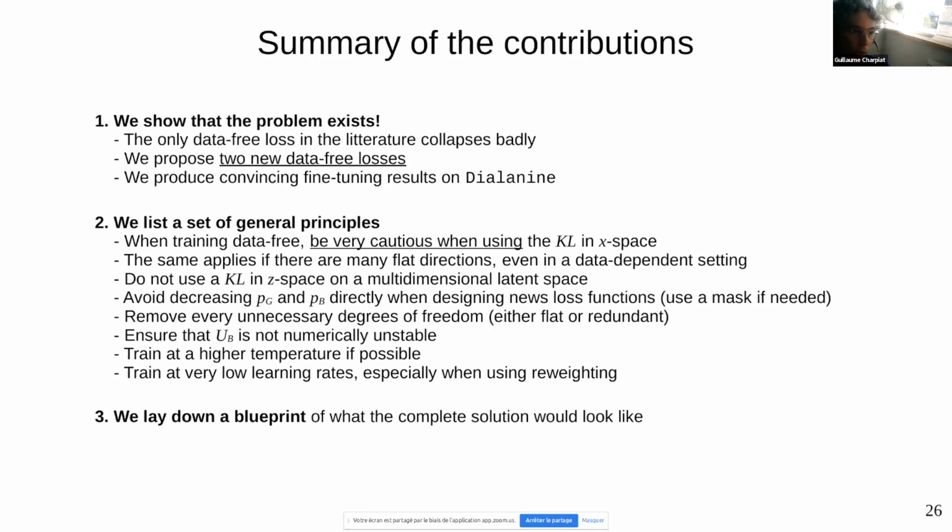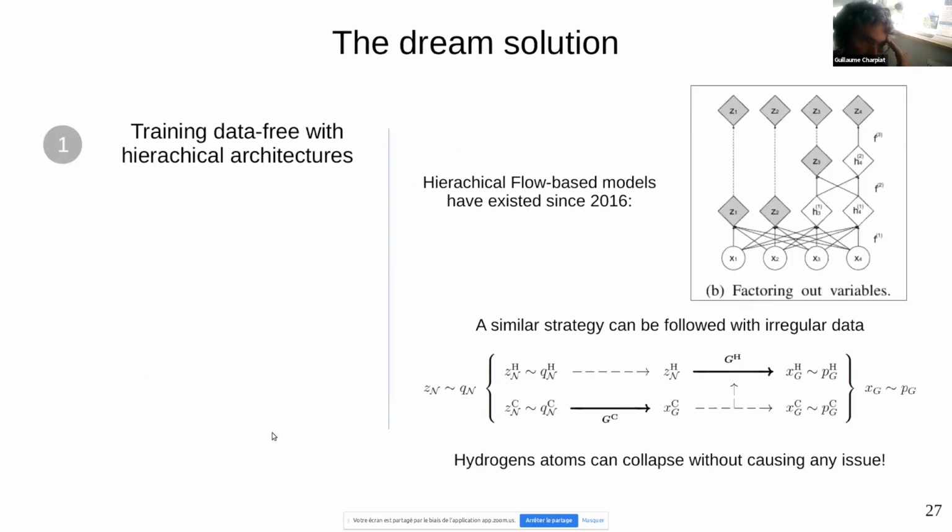Okay, now what about the future? One thing we didn't do in that paper is to consider hierarchical architecture, and that should help a lot. We had a kind of hierarchical architecture in the sense that we produced the heavy atoms and then the hydrogens only. But you can have several hierarchies or train everything properly, which we haven't done.